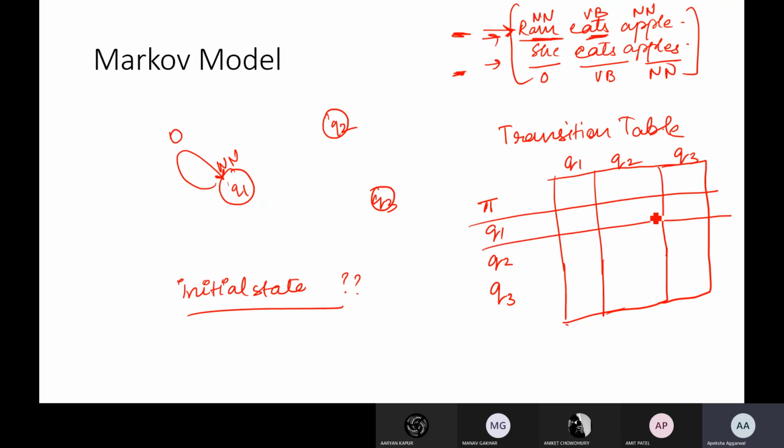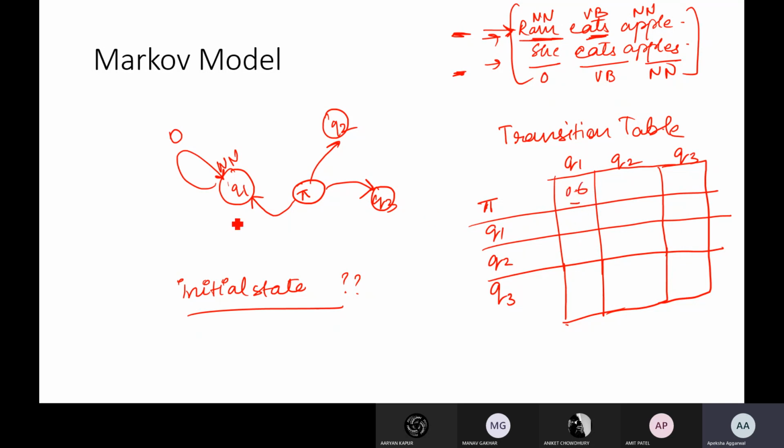Because I'm never going to an initial state, I will generate one initial state pi, and I will say, okay, for the first word I would have some probability, for the second word some probability, and for the third word some probability of going to that. So for pi to q1, I would have some probability. For pi to noun, I have some probability, right?